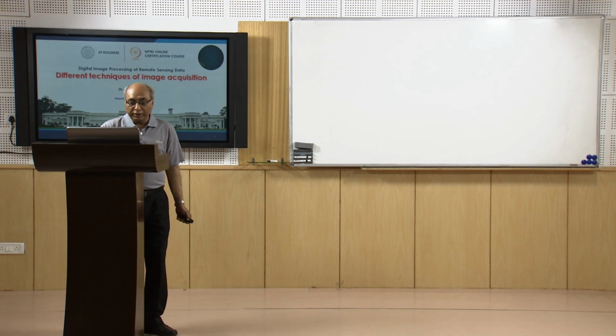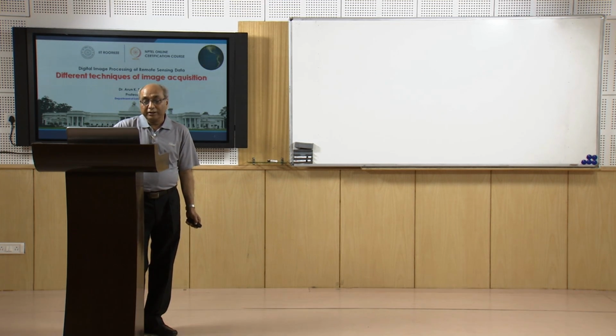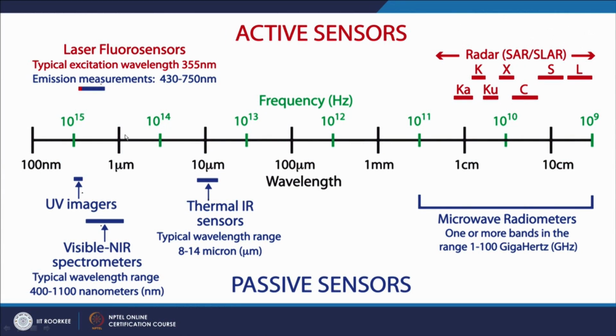The most common one is the visible and near infrared. Here a lot of satellites, as I told you in the first lecture, have different sensors, the Landsat series of sensors: Landsat MSS, TM, ETM plus or OLI series. They have many bands in this part of the EM spectrum, which is the visible or near infrared. This is the typical wavelength range between 400 to 1100 nanometers, or 0.4 micrometer to 1.1 micrometer.